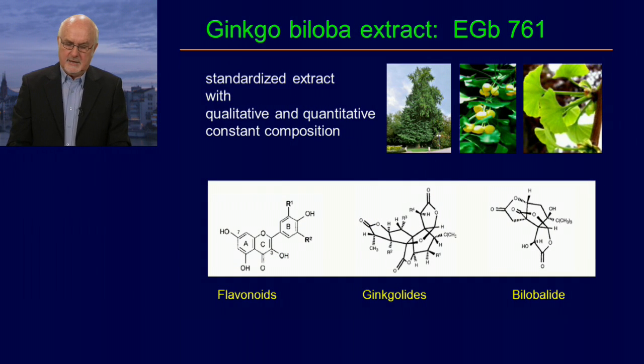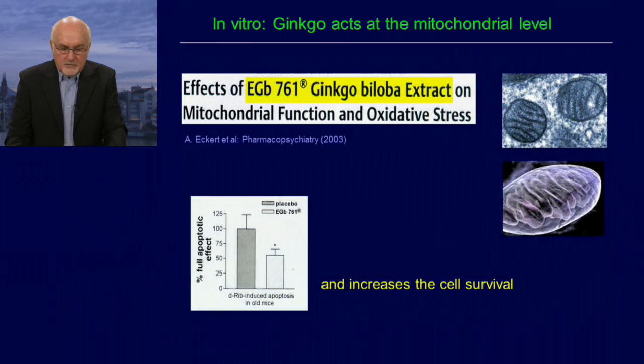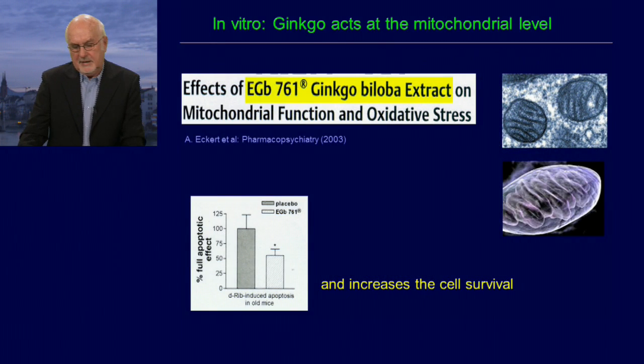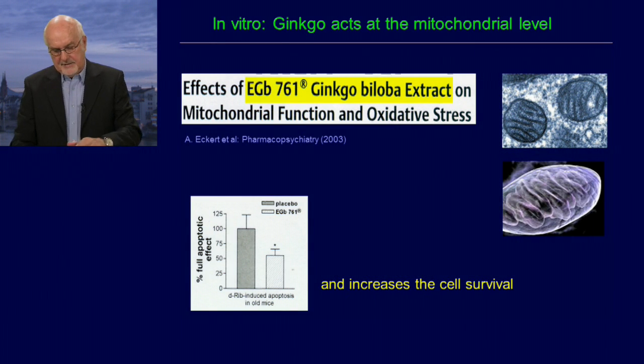Ginkgo biloba extract 761 is a standardized extract with a qualitatively and quantitatively constant composition. It contains flavonoids, ginkgolides, and bilobalides. In vitro studies have demonstrated that indeed it acts on the level of the mitochondria, it counteracts the oxidative stress and thereby increases the survival rate of the cells.